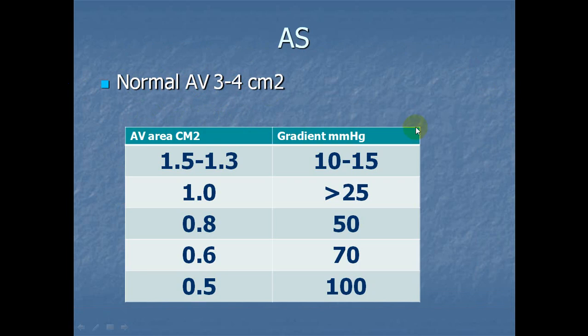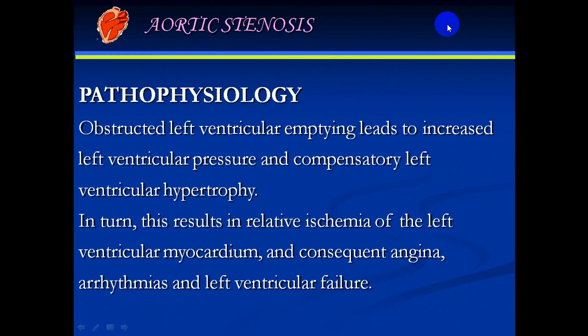And there is a relation between the surface area, severity, and gradient. Surface area is in square centimeters and gradient in millimeters of mercury. If the area is 3 to 1.5, the gradient is about 10 to 15 millimeters of mercury. While if it is less than 1, it increases to 50 to 70, and even at 0.5, as we said, it may reach that 100 millimeters of mercury gradient.